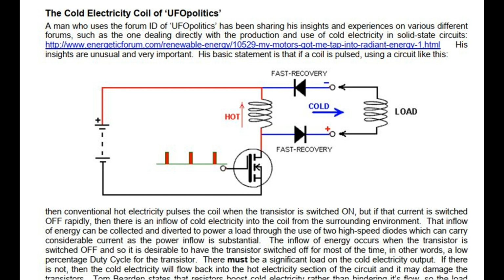The cold electricity coil of UFOpolitics. A man who uses the forum ID of UFOpolitics has been sharing his insights and experiences on various different forums, such as the one dealing directly with the production and use of cold electricity in solid-state circuits.